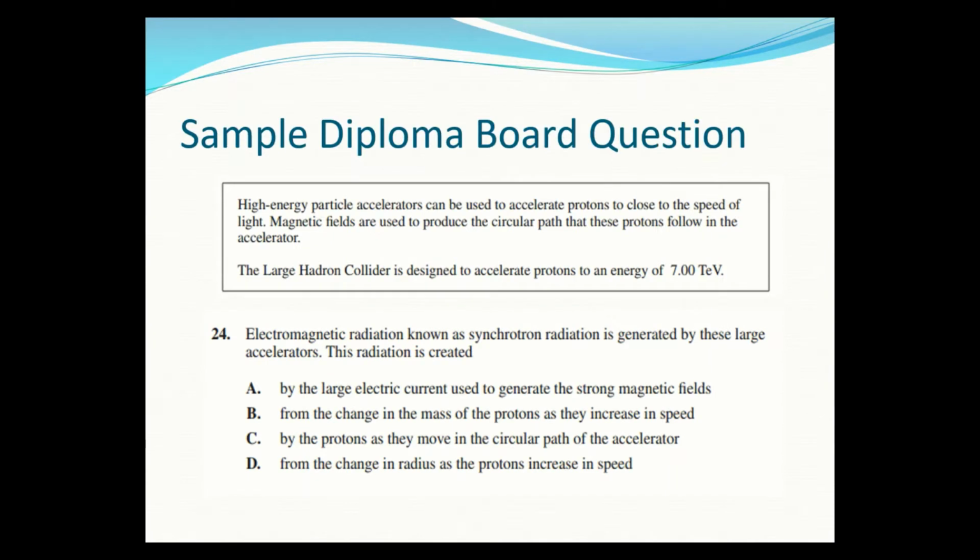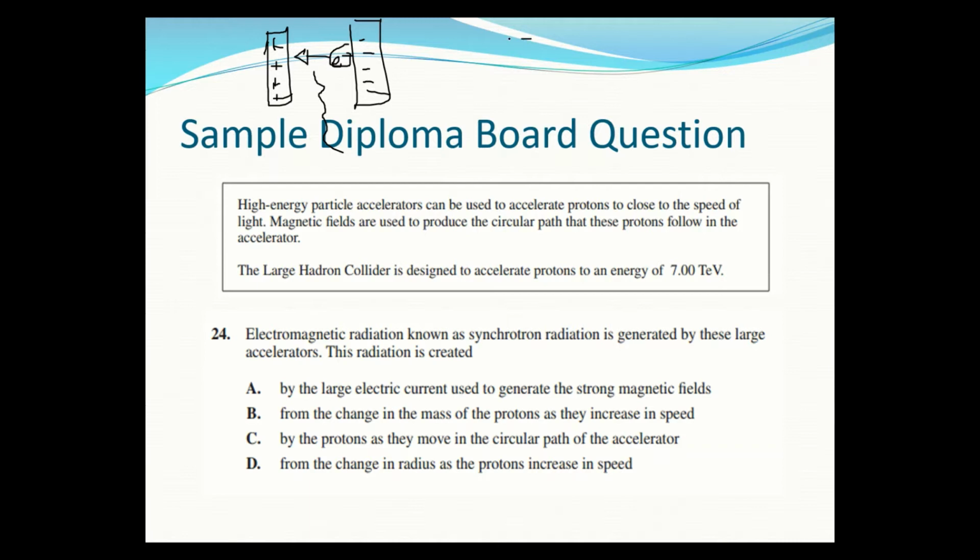Okay, and number 24, electromagnetic radiation in the synchrotron is generated by these large accelerators. So it's asking how electromagnetic radiation is created. To create electromagnetic radiation, you need to accelerate charged particles. One way to accelerate charged particles is to take an electron and move it from the negative to the positive side, and that will create EMR. So EMR will come off.